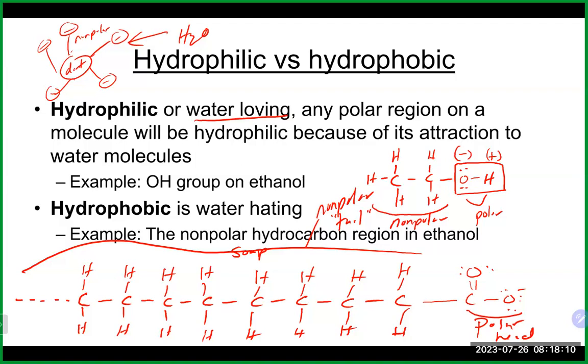So having these two parts to the molecule, two regions of the molecule, has an effect on its abilities or properties and even its functions. So something like soap works really well because you've got the mixture of non-polar and polar together.